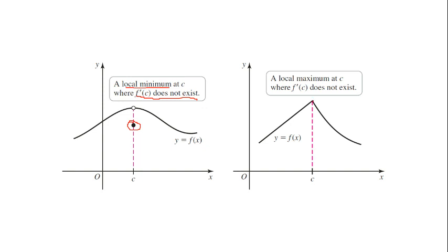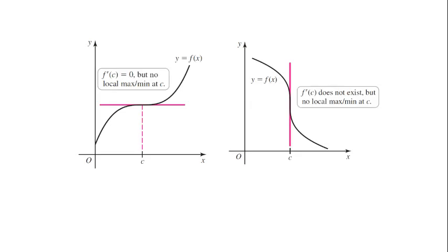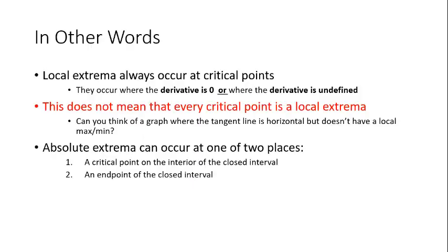And this is an example of a local maximum where the first derivative does not exist because, again, those corner points are not differentiable. However, not every critical point is a local extrema. So this is an instance where the first derivative equals 0, but there is no local maximum or minimum. It's one of those saddle points. This is an example where the derivative does not exist, because remember, vertical tangents, the slope of a vertical line is undefined, so technically the derivative is undefined, but there is no local minimum or maximum.